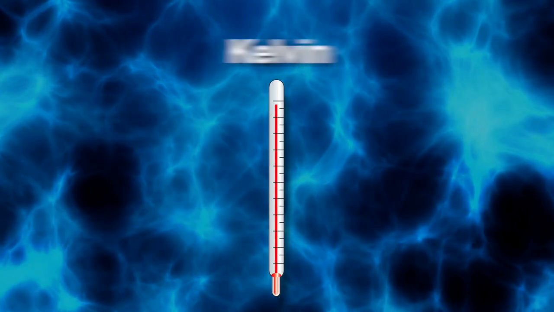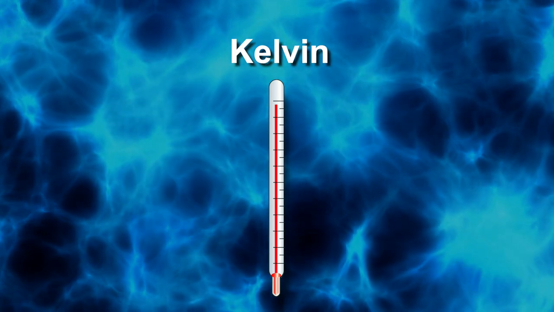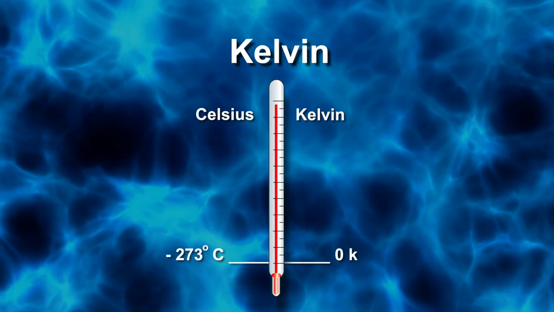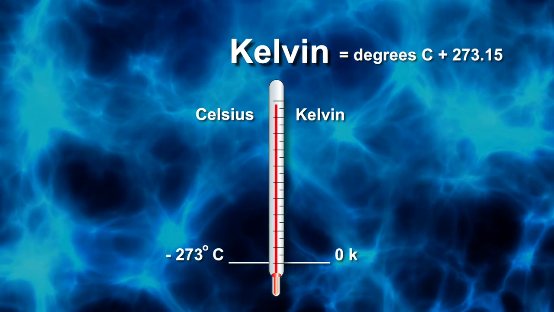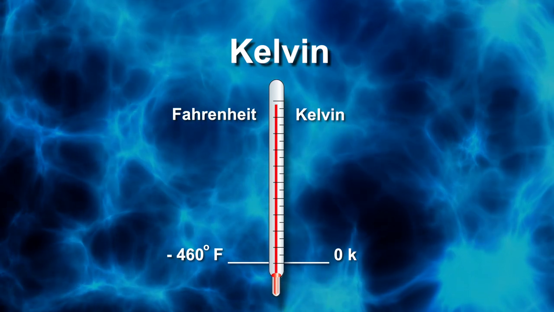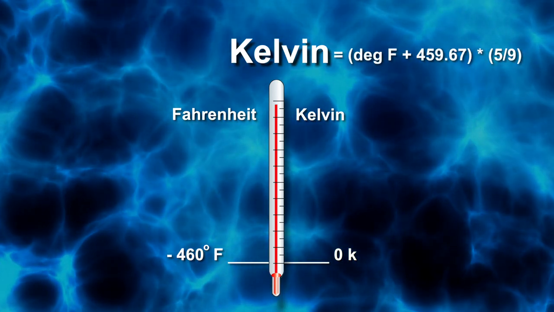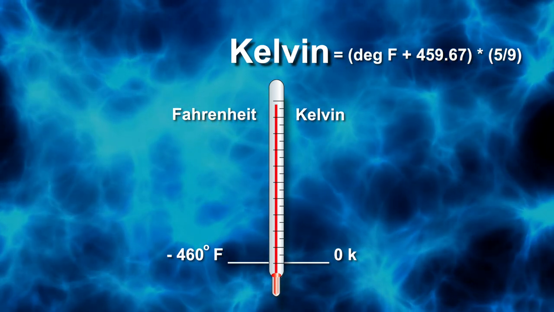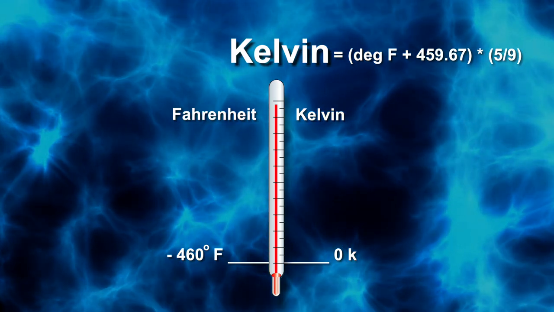For temperature, we use Kelvin as our unit for temperature. Note, it's simply Kelvin, not degrees Kelvin. Kelvin can be obtained from degrees Celsius by adding 273. So we can say Kelvin equals degrees C plus 273. In our football discussion below, we will use degrees Fahrenheit. To get Kelvin from degrees Fahrenheit, we add 460 and then multiply by 5/9. So Kelvin equals degrees Fahrenheit plus 460, quantity times 5 divided by 9.